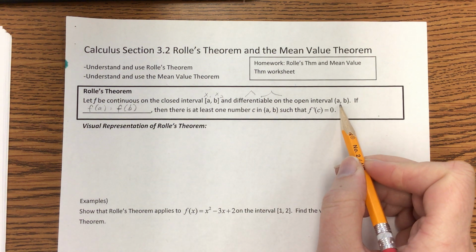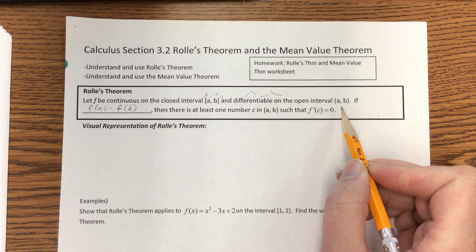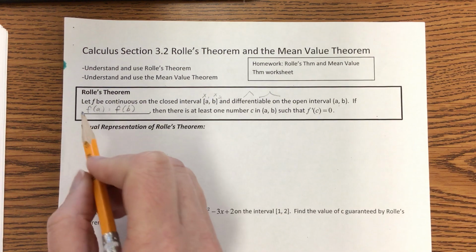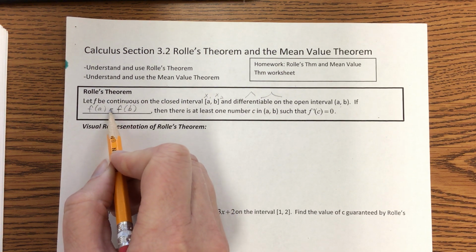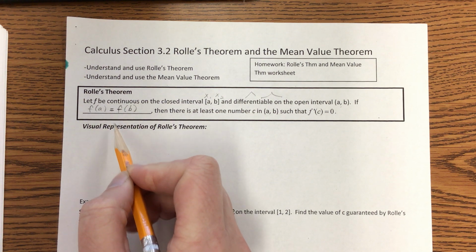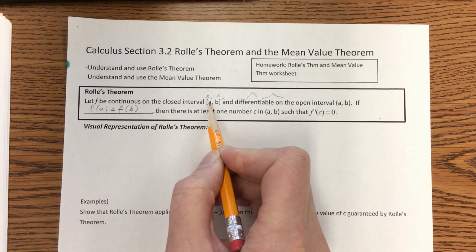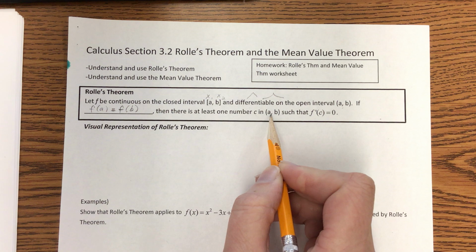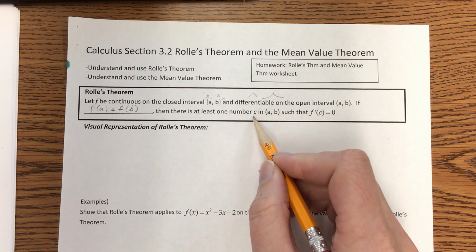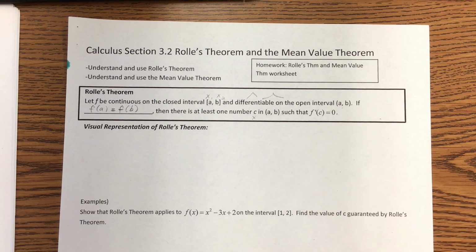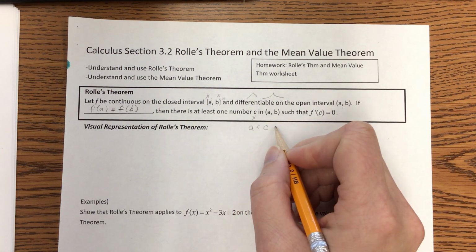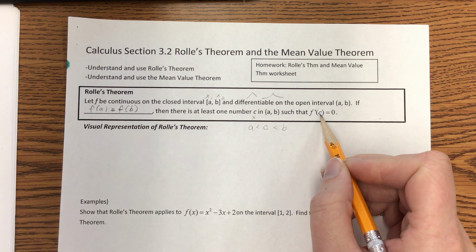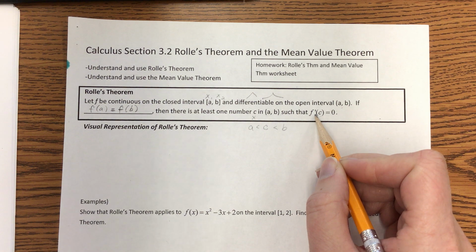Your function is differentiable on the open interval because you can't be differentiable at the endpoints. We don't really care about those. Okay, if f of a equals f of b, so these are y values that equal each other. So that means that the y values of your two endpoints are equal to each other. Then there is at least one number c on the interval from a to b. So c is another x value, but it's between a and b. So it's like a is less than c is less than b, such that the derivative at c equals 0, or the slope equals 0.